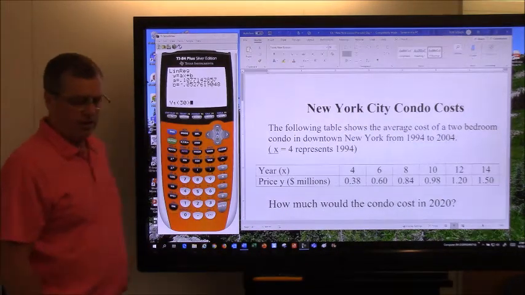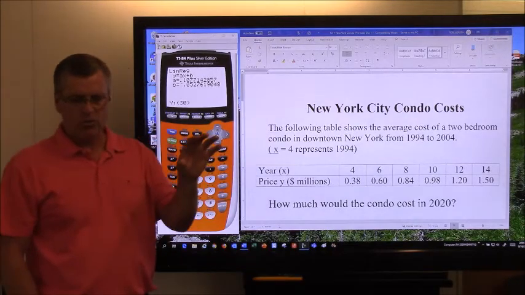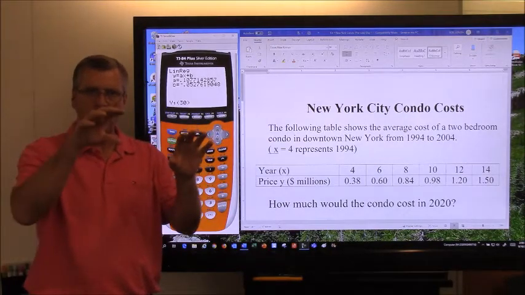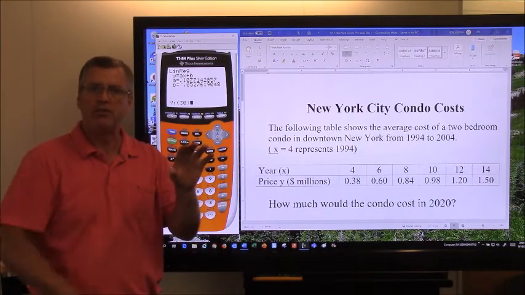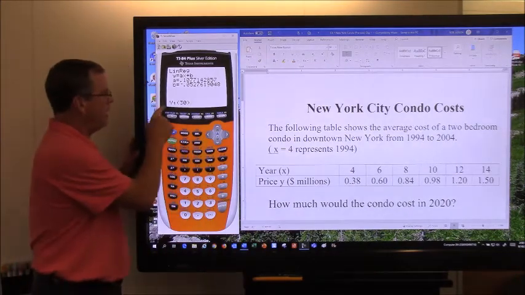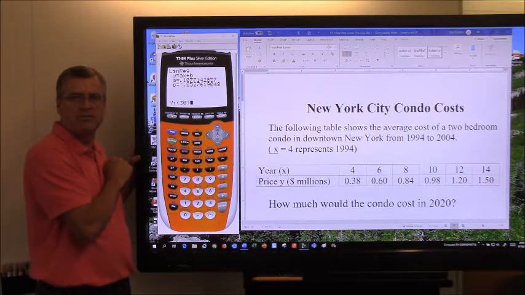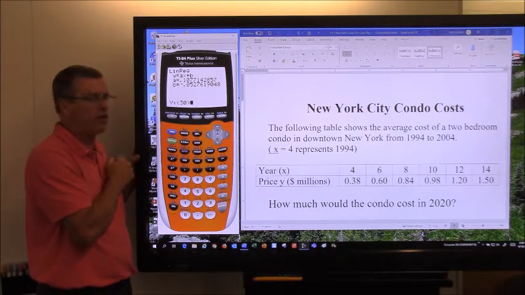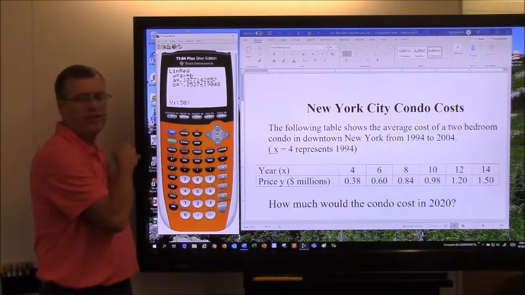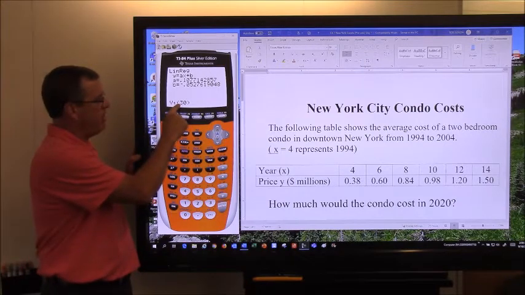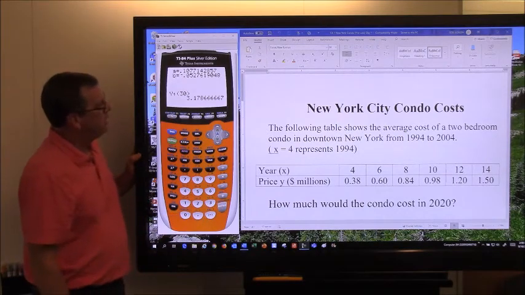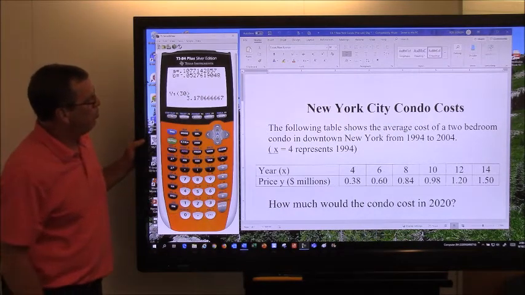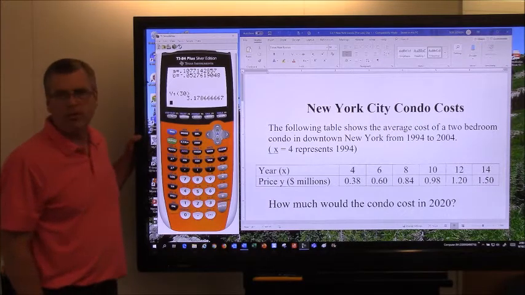You guys remember how if f of x equals x squared, then f of 4 would be 4 squared, right? It just means you're going to plug in a 4 and do whatever it says. This is kind of like f of x. It's just our calculator didn't call it f, they call it y1. So it's y1 of x. And when you put a number right after that in parentheses, it means it's going to plug that back into this equation. So I'm going to hit enter and see what I got. $3.179 million.